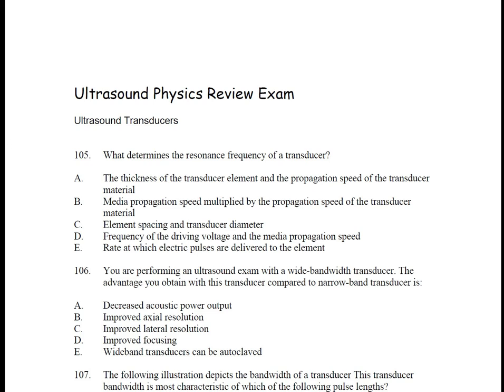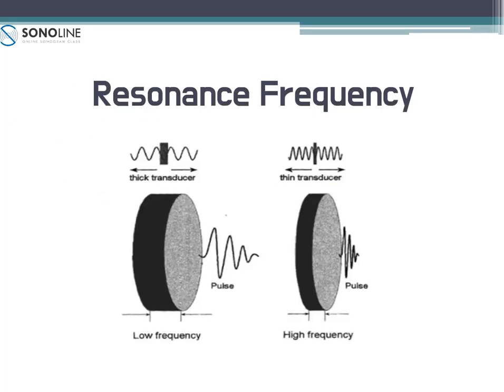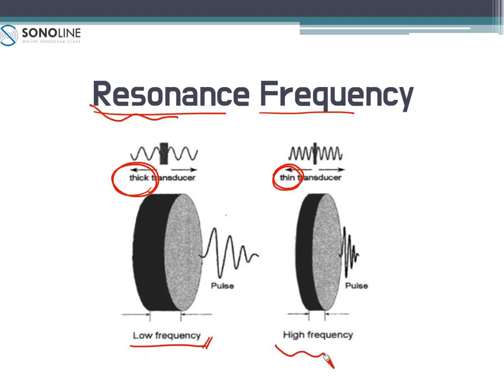Looking at problem number 105, it's a question related to resonance frequency. Since there is no difference from the correct answer in this problem, I will not go through the solution separately. Instead, I will explain the concept to you. If you look at the related diagram, the most representative factor that determines the resonance frequency is the thickness of the crystal. If the crystal is thick, the resonance frequency will be formed at a lower frequency. On the other hand, if the thickness is thin, it will be formed at a higher frequency.